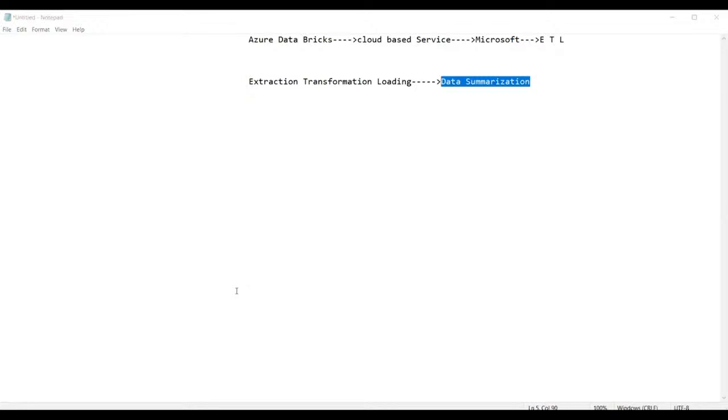Wherein for the process of ETL, that is called extraction, transformation, and loading, guys, we require the following. What is that? We require the source. First of all, source means what? The source of data. And then we require another one, the target.